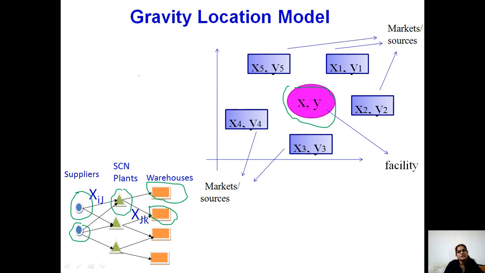So we have to see what all the costs associated with the distances are when we consider the sources and warehouses with whom that particular facility has to interface. And while considering all those costs, whichever is minimum should be considered. So these facilities could be either markets or sources.